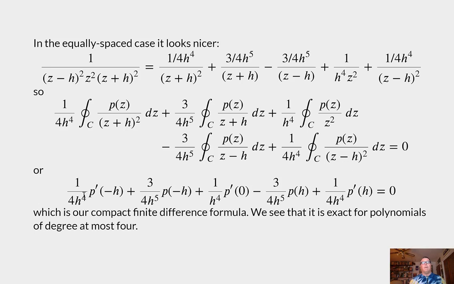So this gives us 1/4 p prime of minus h, 3/4 p of minus h, 1/4 p prime of 0, 3/4 p of h, and 1/4 p prime of h. And you look at that for a little bit and you say, aha, that's actually our compact finite difference formula. It relates the value of the derivative at minus h, 0, and h with the values of the function at minus h and h. It doesn't need the function value at 0 because that residue in this particular case turned out to be 0.